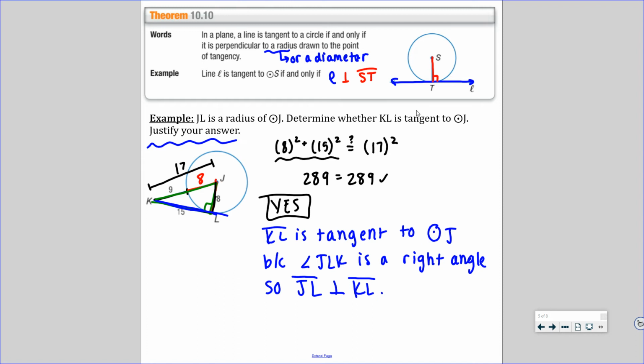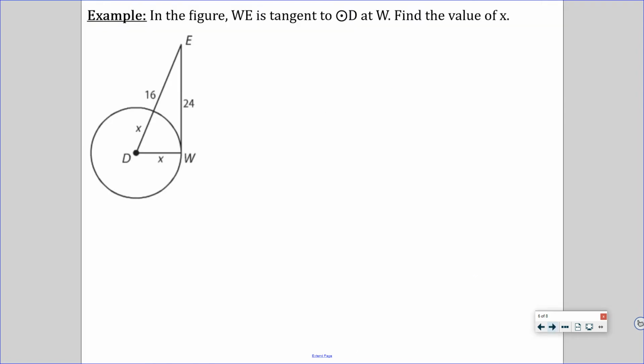All right, one more. Like this. In this figure, they're telling me WE is indeed tangent to circle D. So what that means, it's tangent to circle D, means it's perpendicular to any radius or diameter I draw. So they're telling me this is a right angle. I know it's tangent to that circle. It's going to form a right angle with the radius or diameter. Find the value of x.